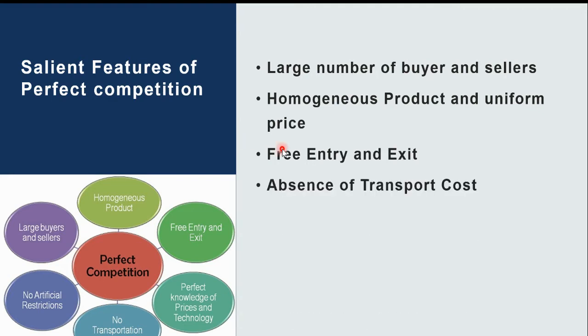Next one is absence of transport cost. The prevalence of uniform price is also due to the absence of transport cost. Everywhere the price of the good is the same, 50 rupees, 50 rupees, 50 rupees, 45 rupees. So transport cost cannot be added in that.